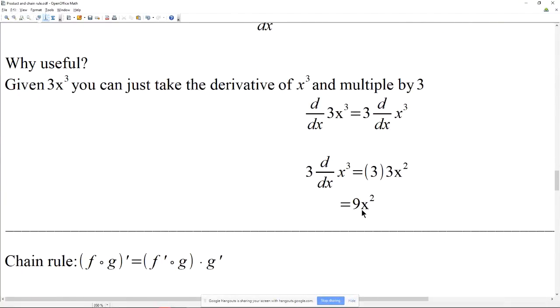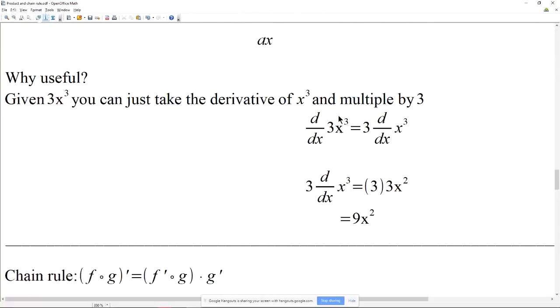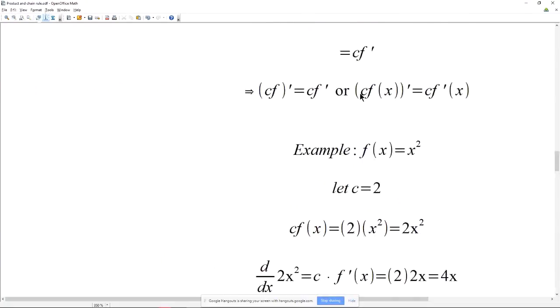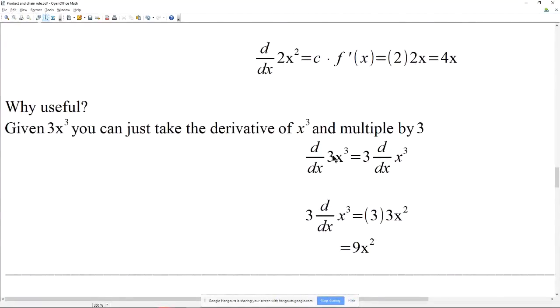That's the special case, and that's why it's handy to know. Instead of applying the power rule and showing the steps, which is a little bit more unwieldy, you'd have to go back and do it that method. No, I could just say, look, I'm drawing the 3 out, taking the derivative of x cubed, giving me 3x squared, and then multiplying by the constant, giving me 9x squared. Either way you do it, you come up with the same answer. So that's a special case.